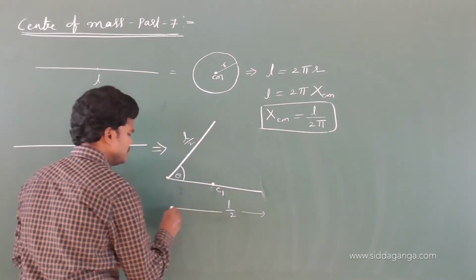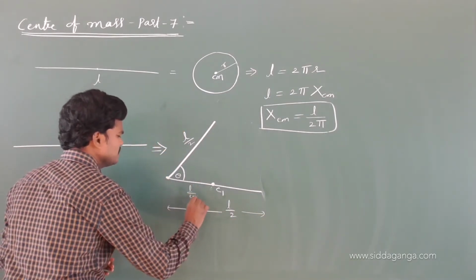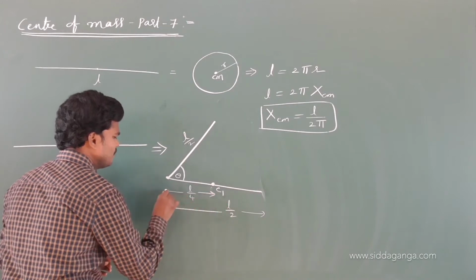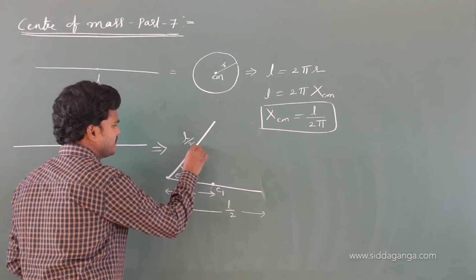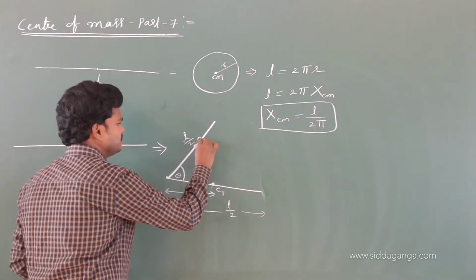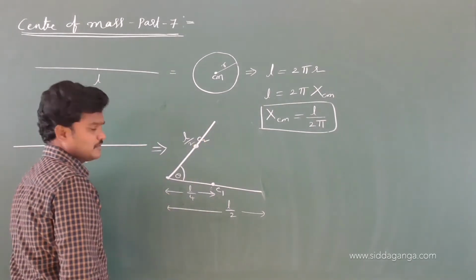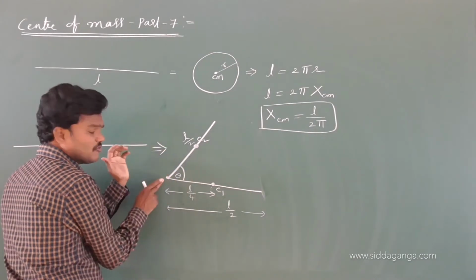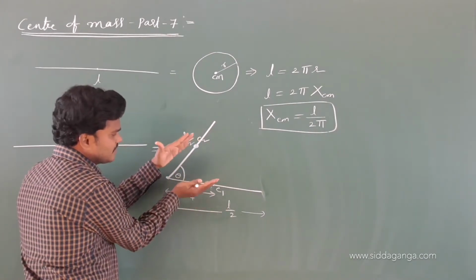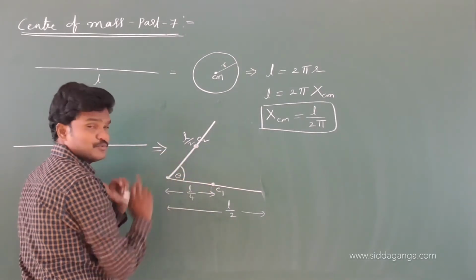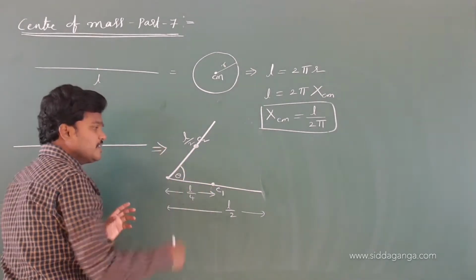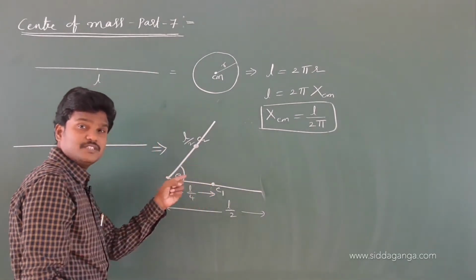This is L by 2. And how much is this one? L by 4. And here, this is the center of mass for this part, C2. See, the initial center of mass is here. Once it is bent, the center of mass of this part is here and this part is at this position. In between them there will be a center of mass of this system.